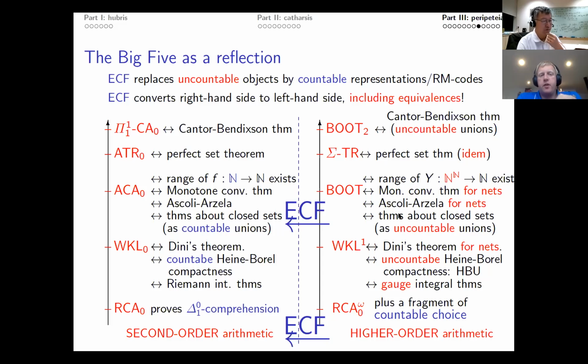And of course, this requires a lot of knowledge from the audience, like what's a net? Most people don't know what a net is. The gauge integral is also mysterious. But here you have it. The higher order world is a generalization of the second order world in this particular instance.